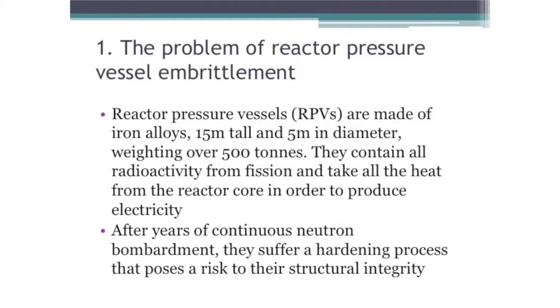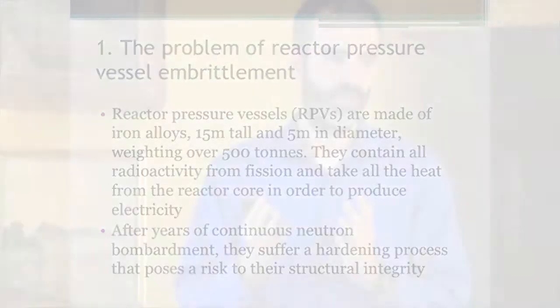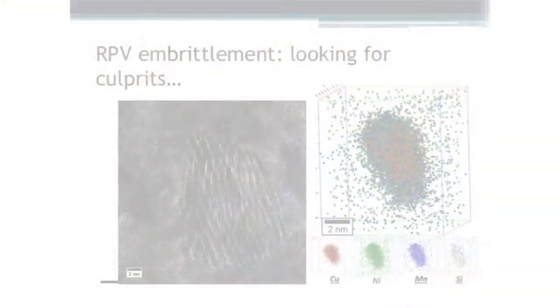And these are 500-ton components that are irreplaceable. So when they go wrong, the reactor has to be shut down. So we didn't know what was happening. And then they decided to ask for help from the electron microscopy community. And we started looking at the metal.